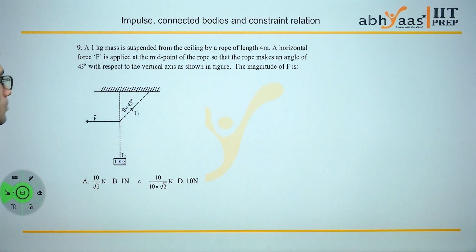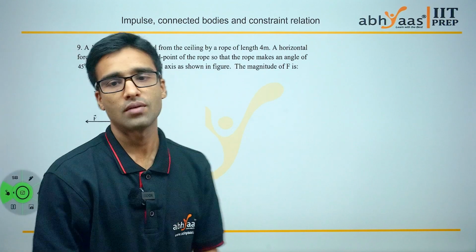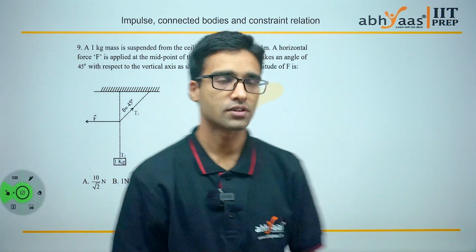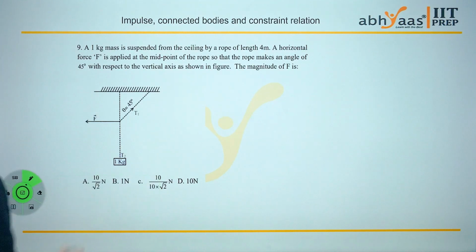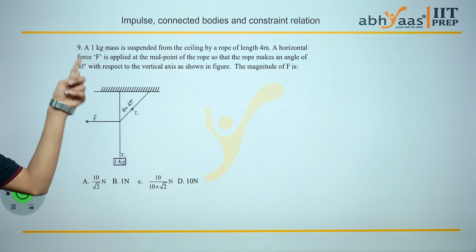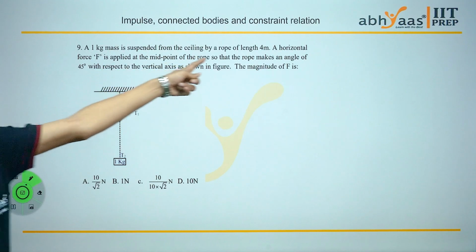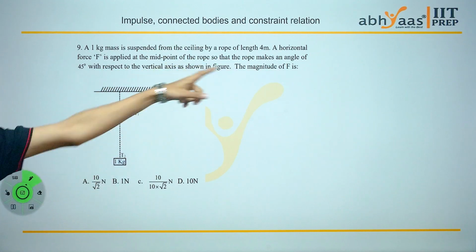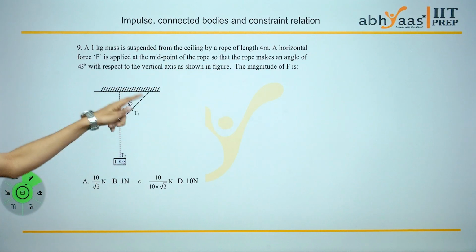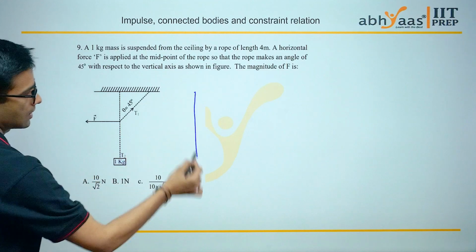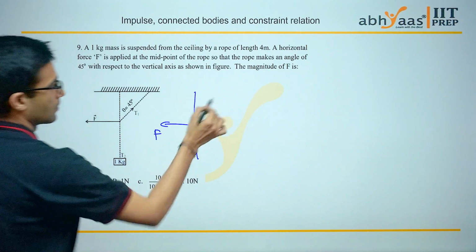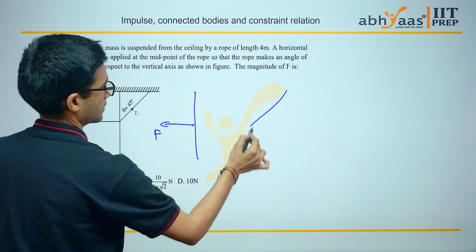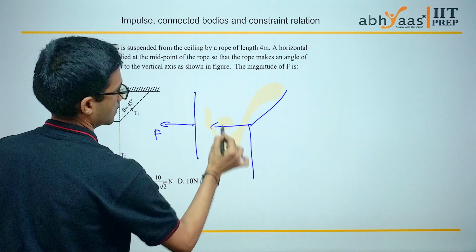This is the last problem related to Newton's law of motion without considering friction. Now if you observe here, there are two tensions. A 1 kg mass is suspended from the ceiling by a rope of length 4 meters. Initially it is like that. We are pulling with a horizontal force F so that it becomes like this. The force is like this.